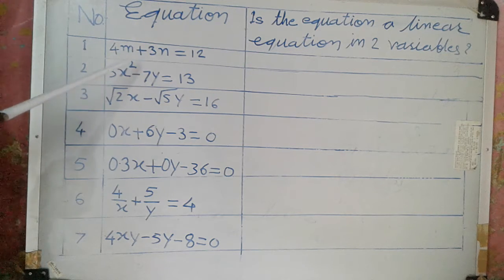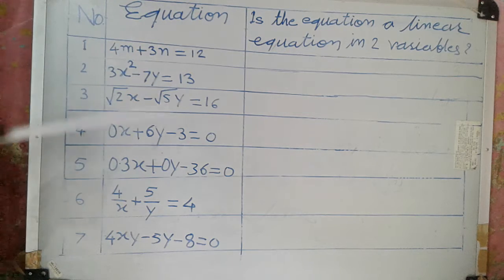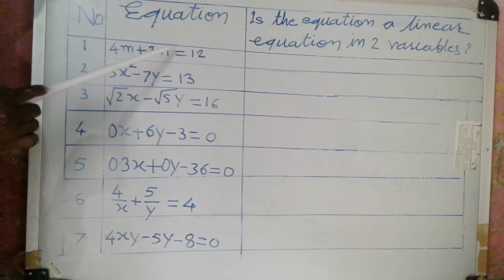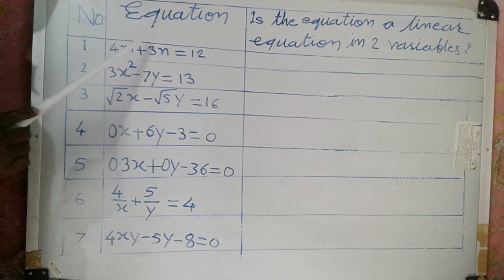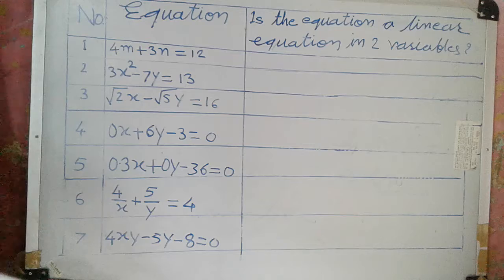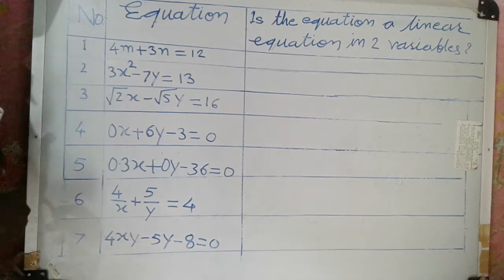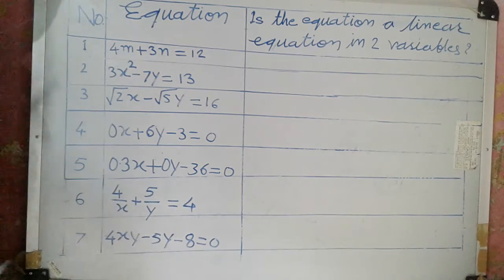And also the degree of variable m is 1. The degree of variable n is 1. So we can say that 4m plus 3n is equal to 12 is a linear equation in two variables. So the answer is yes.